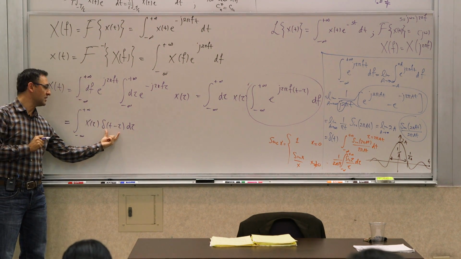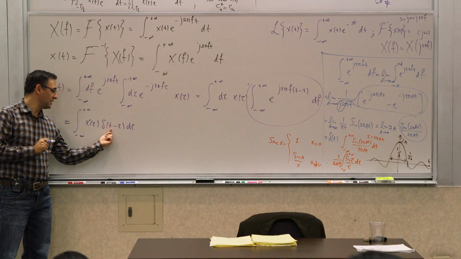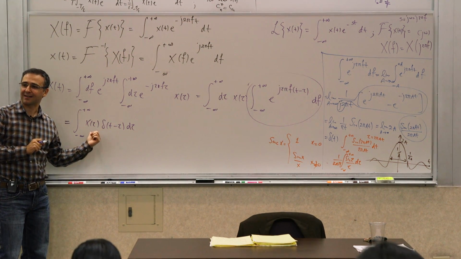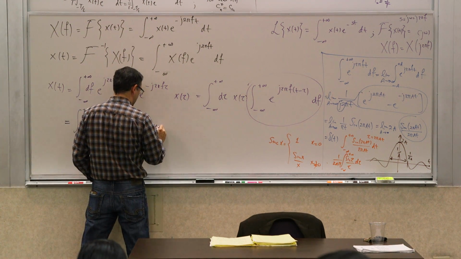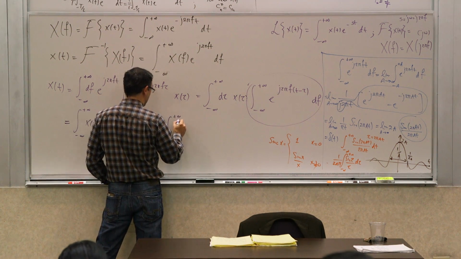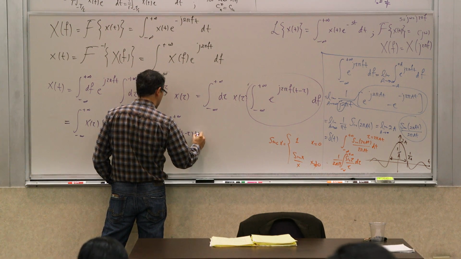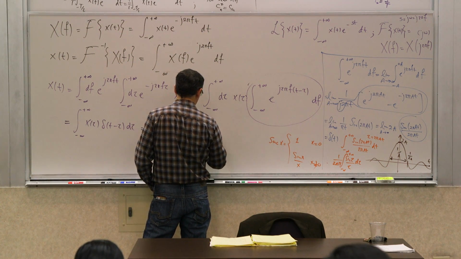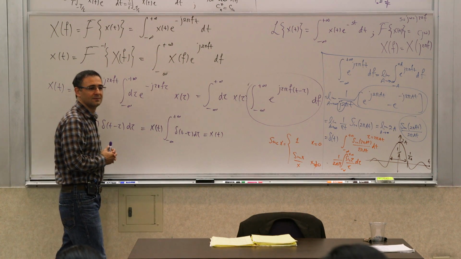Think about it. Delta of t, this is the shifting integral, right? Delta is 0 at all times except for t equal tau. So it's only the value of x of tau at t that matters. So it pulls that out, and it becomes x of t. If you want to do it formally, you have to do one more step. It becomes x of t times the integral of delta of t minus tau d tau, sorry, which basically is 1. So this becomes x of t. Right?